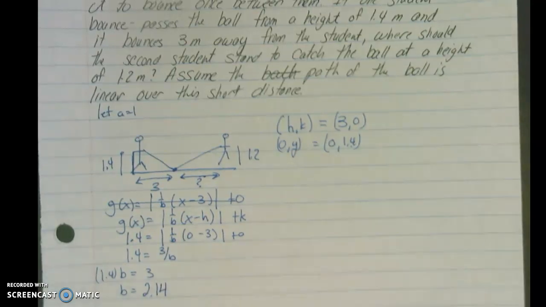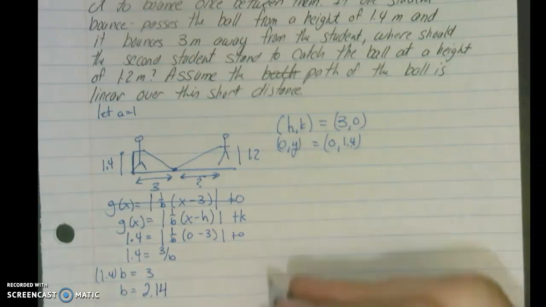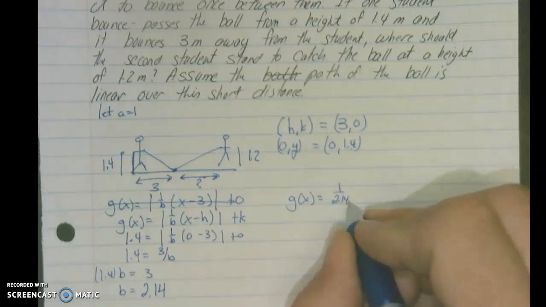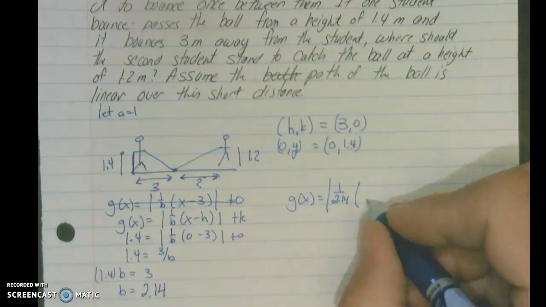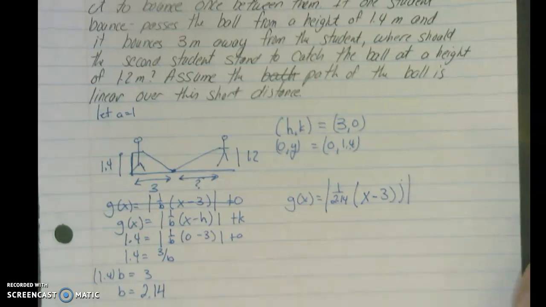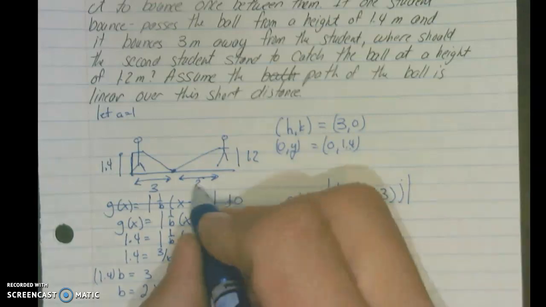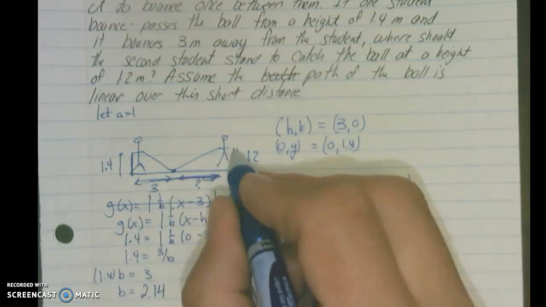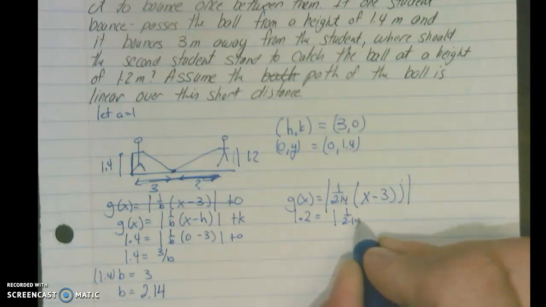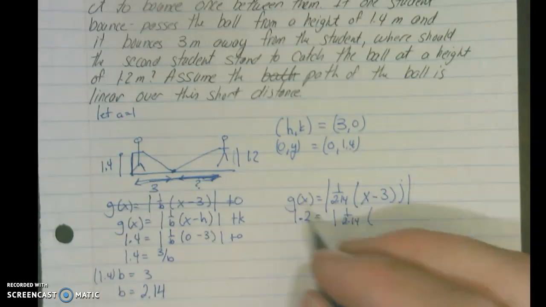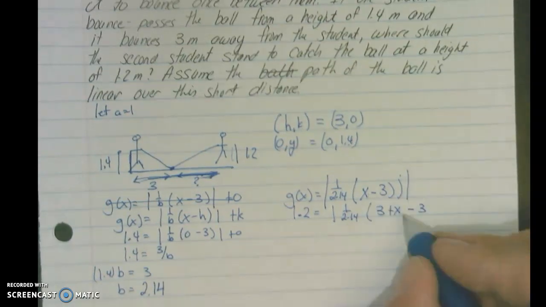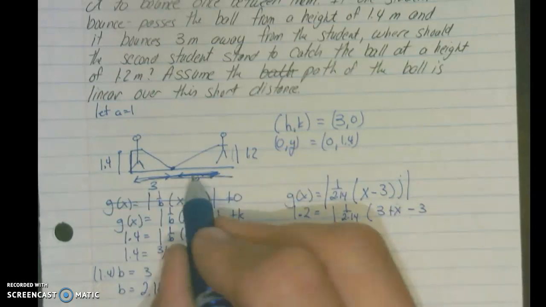2.14. Okay, so now my equation is going to be g of x is equal to 1 over 2.14, and then x minus 3. That would be my equation. Now what I need to know is what is this whole distance here, to give me 1.2. I know that g of x is 1.2. I have 1 over 2.14. This whole distance is going to be 3 plus x, and then I'm going to put the minus 3. So 3 plus x is this whole distance.